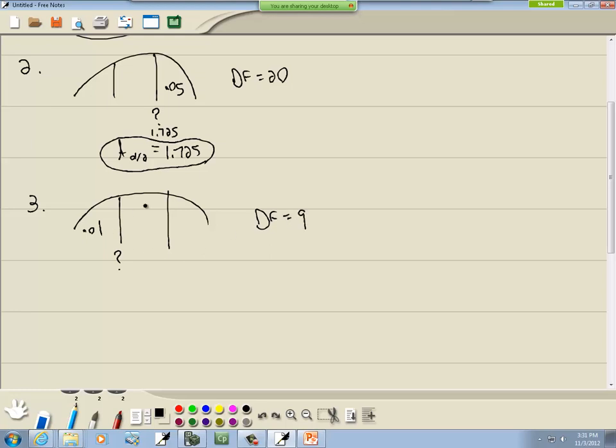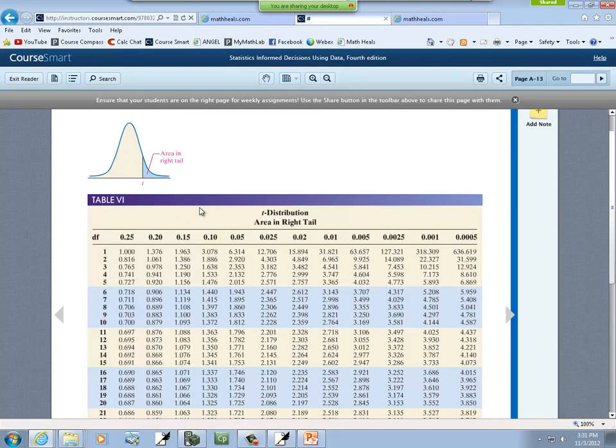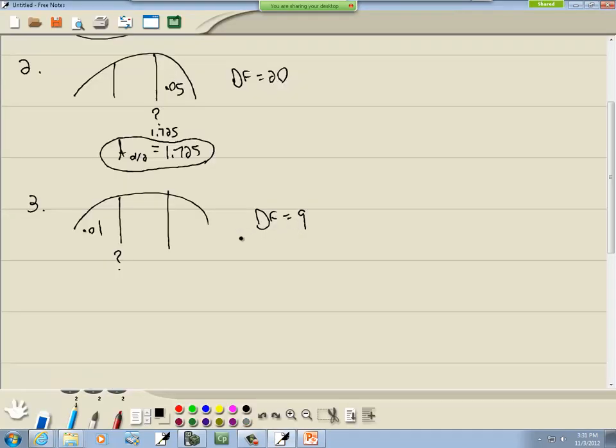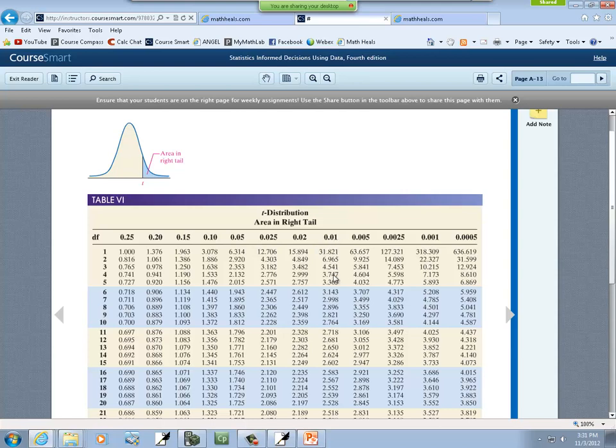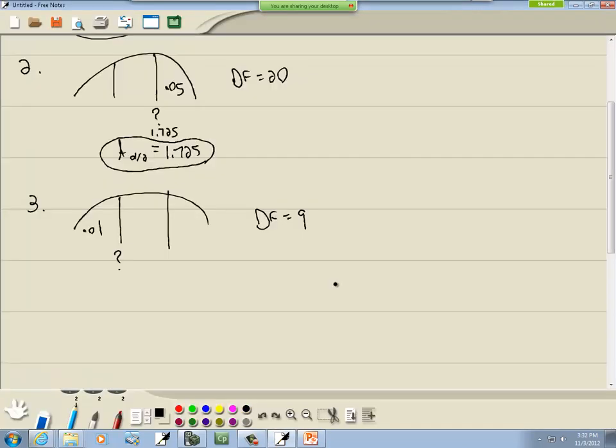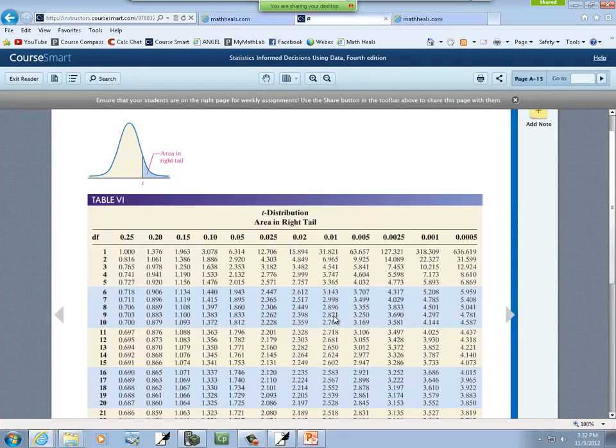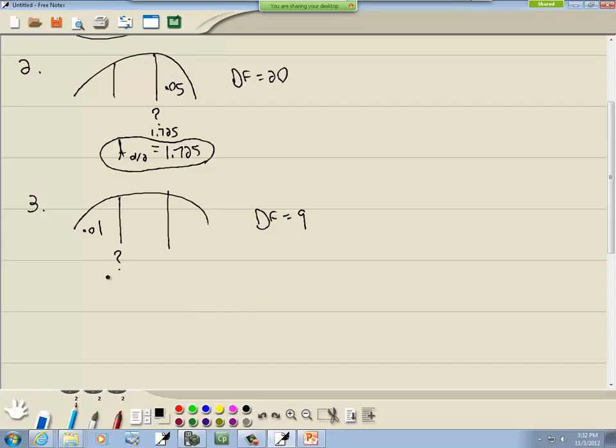So I'm going to go look up, again, in our table, it should say area in one tail. So this is 0.01. So I'm going to look in the 0.01 column, and degree of freedom of 9. So I come down here to 0.01 and 9, and we get 2.821. Now, since it's on the left side, then it's going to be negative. So that'd be our value we're trying to find.